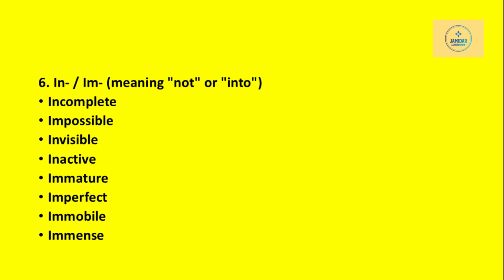The prefix in or im means not or into. Example words include incomplete, impossible, invisible, inactive, immature, imperfect, immobile, and immense.